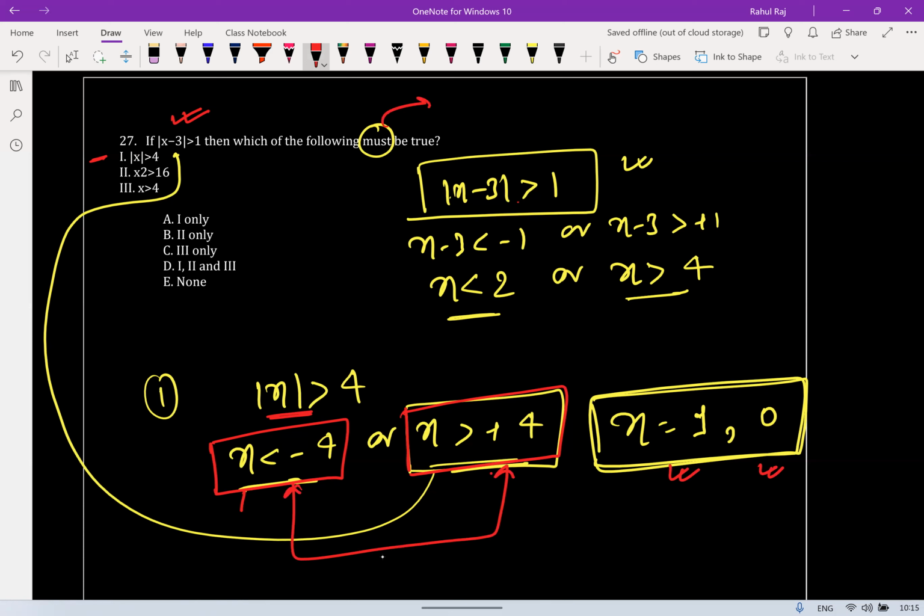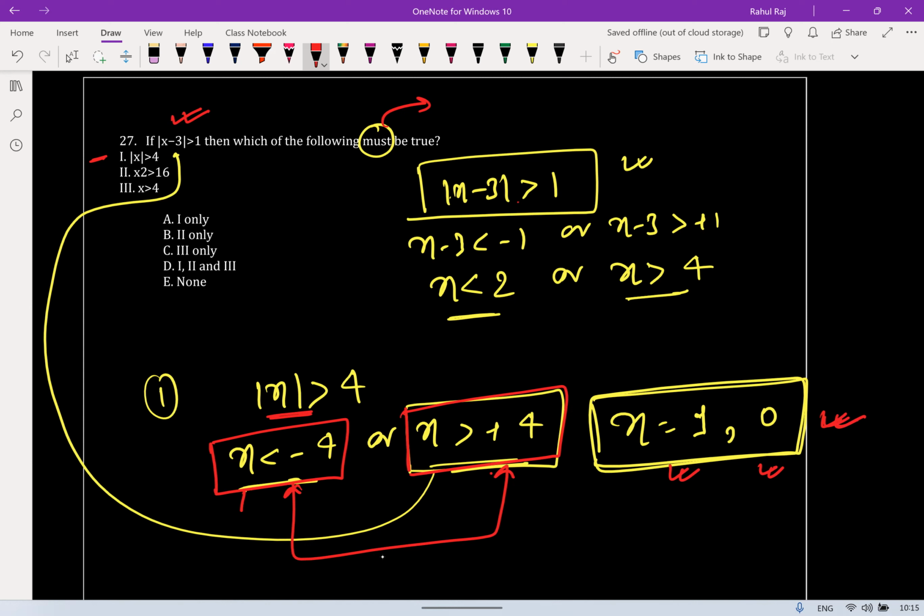Technically, in must be true questions, every value of x should satisfy and it should be considered. So what is happening over here, Alexa, is that in option number 1, you are telling me, Rahul, for x less than negative 4, mod of x minus 3 is greater than 1, and for x greater than 4, mod of x minus 3 is greater than 1. I agree to it. But in your consideration, x equal to 1 and 0 are not part of it. So these are the values that are missing.